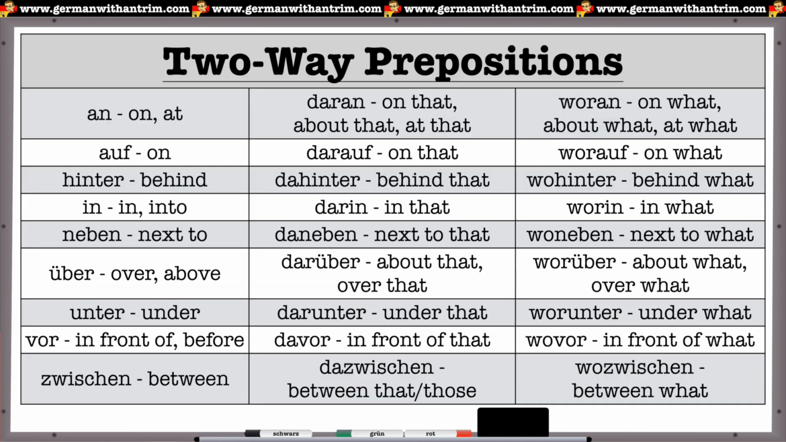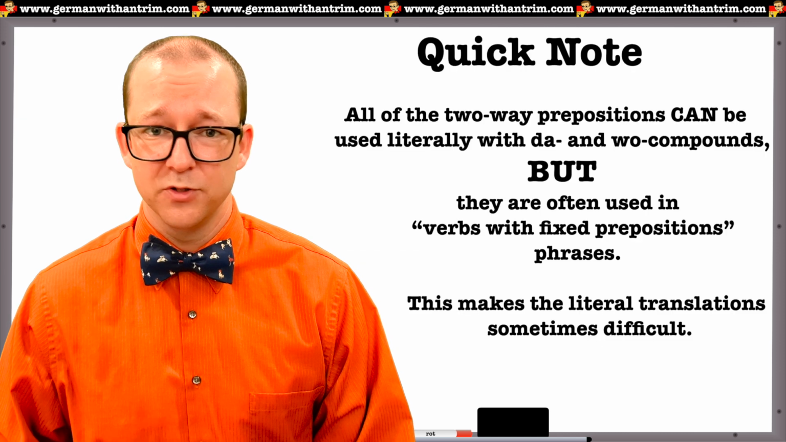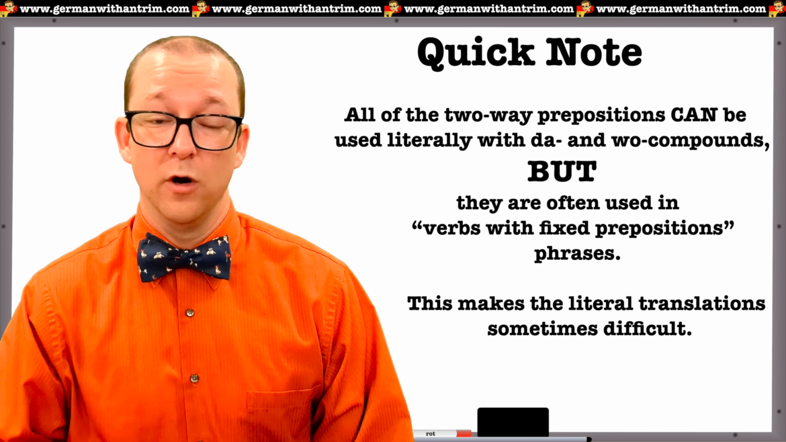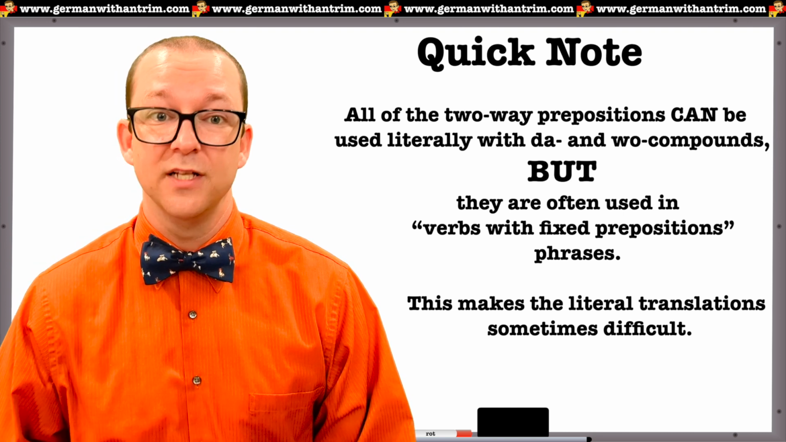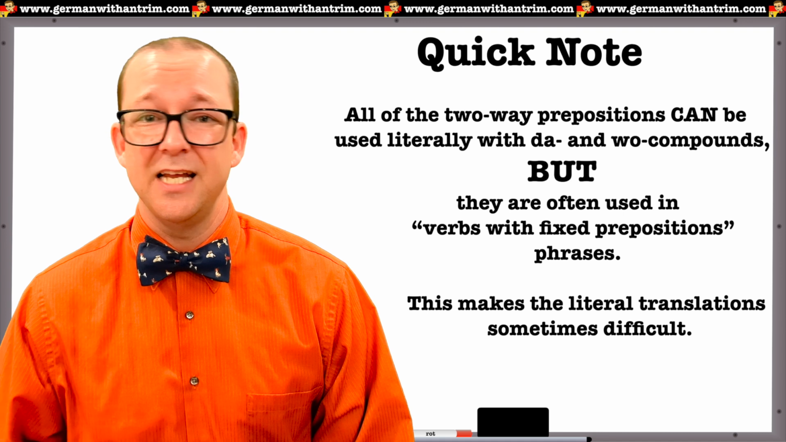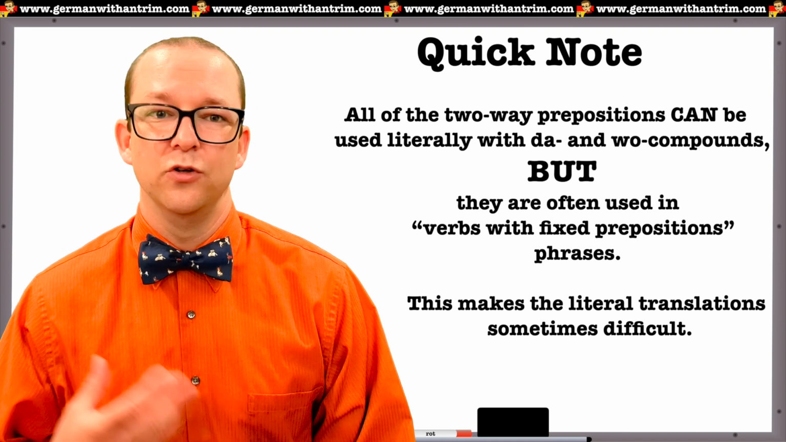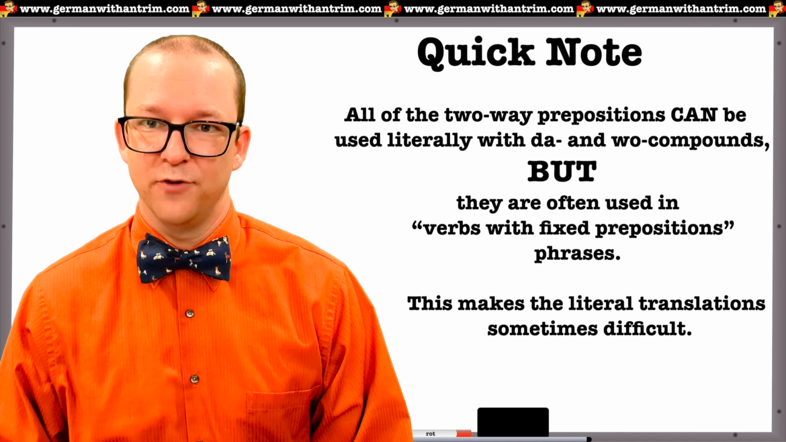You can see them all on screen now in this chart. Every one of them can be used with da and wo compounds, but you will definitely hear certain ones more than others. It's important to note that while the da and wo compounds on today's list can be used in a more literal sense to describe the location of something or the action that happens, there are a lot of times that the literal translations of these words won't work due to the Wechselpräpositionen's proclivity to be used in idiomatic expressions and those so-called verbs with fixed prepositions kinds of phrases.